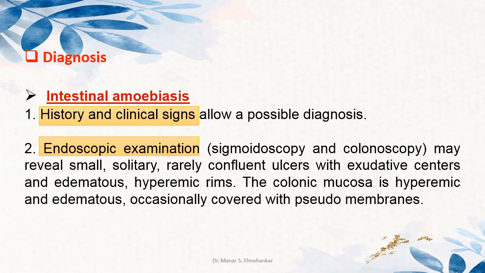About diagnosis, let's start with intestinal amoebiasis. Diagnosis of intestinal amoebiasis depends on: 1. History and clinical signs. 2. Endoscopic examination, which may reveal small solitary ulcers with exudative centers and edematous hyperemic margins. The colonic mucosa is hyperemic and edematous and covered with pseudomembranes.